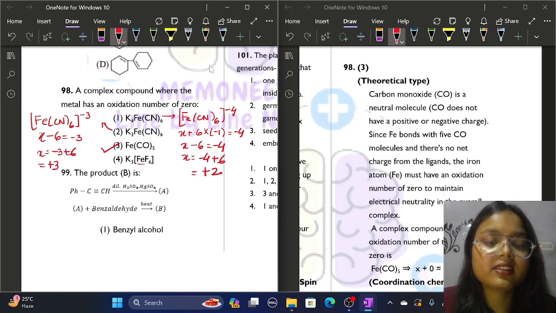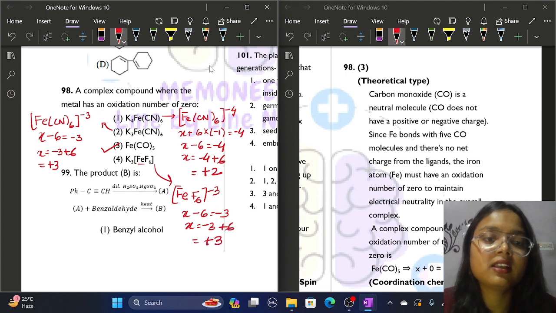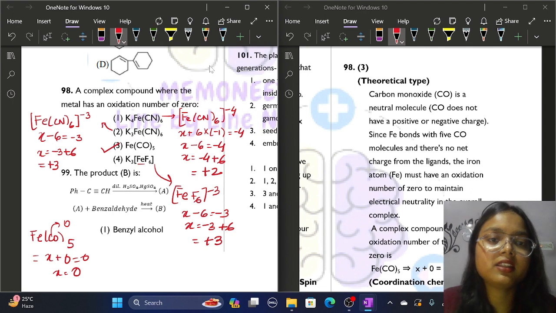In this case also, Fe F6 3-. Fe is x, and it is -6 -3. Then it comes out to be +3. Only in the case of Fe(CO)5, the oxidation state of CO is 0. So x plus 0 is equal to 0, which means that 3 is the one option which has the oxidation state of 0.